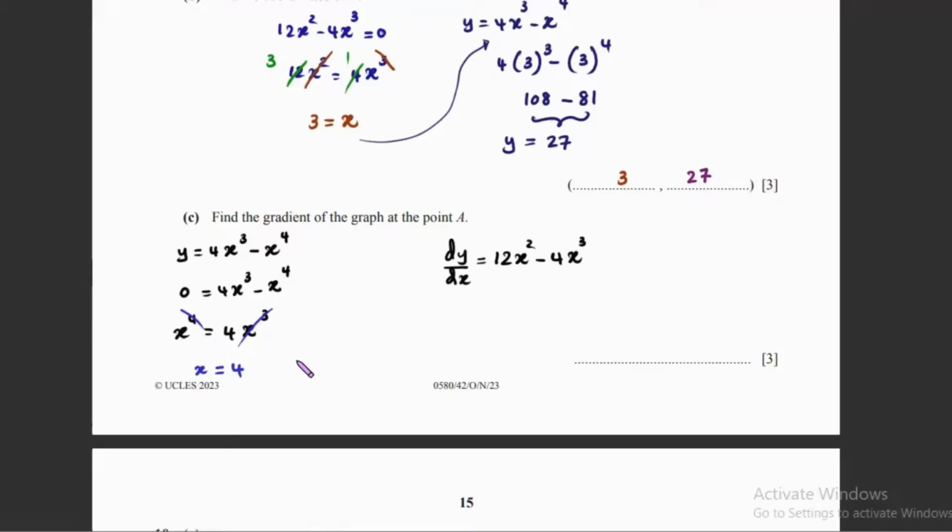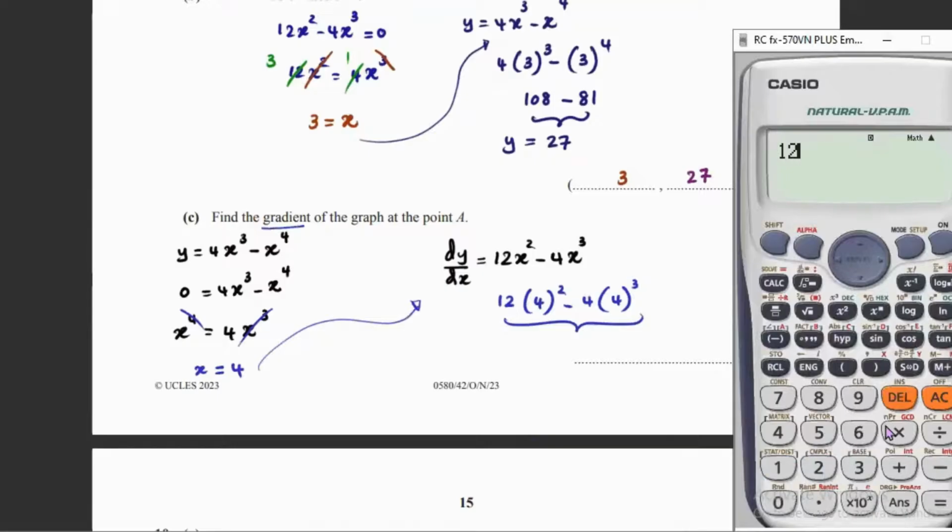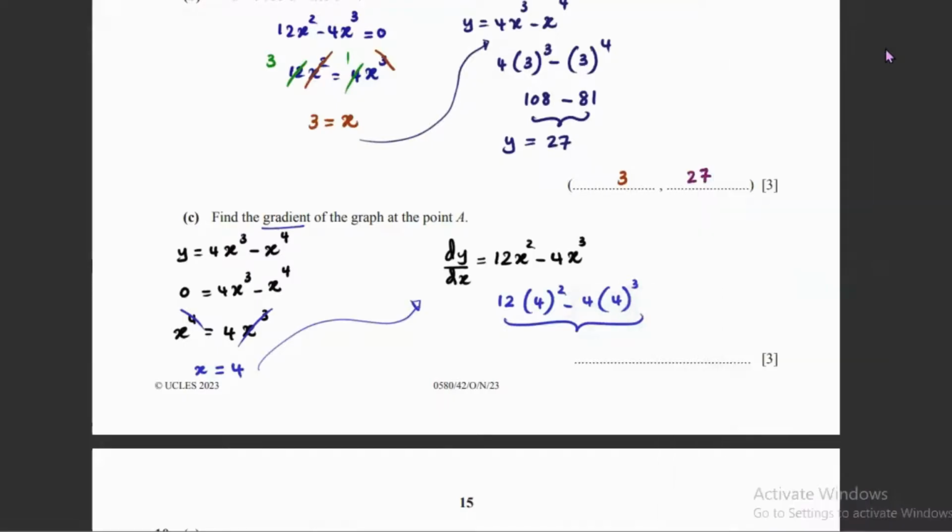This 4 is what I need to substitute into this equation, into the derivative function to calculate the gradient. So I have 12, the value of x is 4. So that's going to be 12 times 4 squared minus 4 times 4 cubed. So when I put this in the calculator, let's see what we get as the answer. I get minus 64 as the value. So that's going to be the gradient. So minus 64 is the gradient.